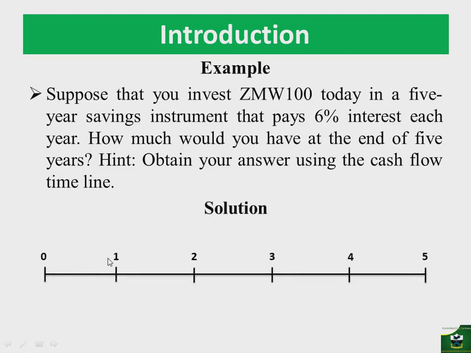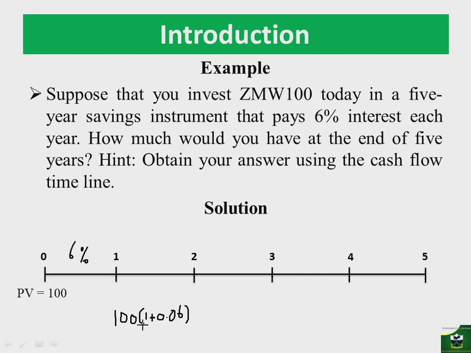So what we have here is a timeline. So our initial investment, which we call the present value, is 100 kwacha. So what is happening then is that if the interest rate is 6%, meaning the money that I will have at the end of the first period will be the 100 which I have invested multiplied by 1 plus 0.06.